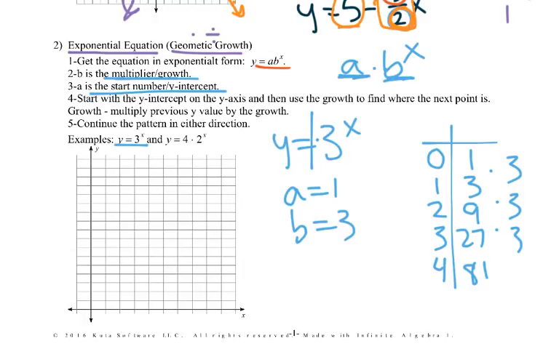So it's probably easiest on exponentials to make a table real quick and then just graph your points: (0, 1), (1, 3), (2, 9). Okay, and then 27 would be clear up here.